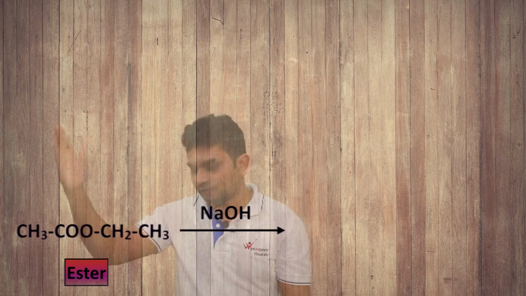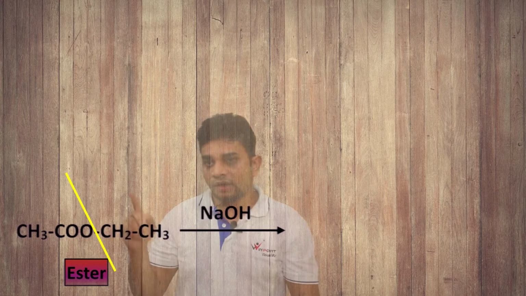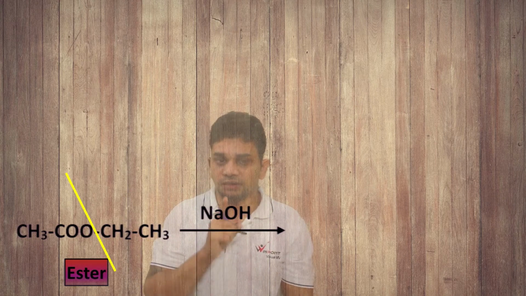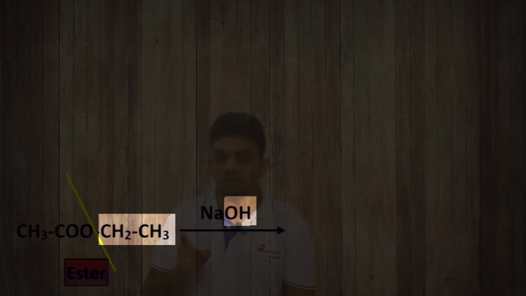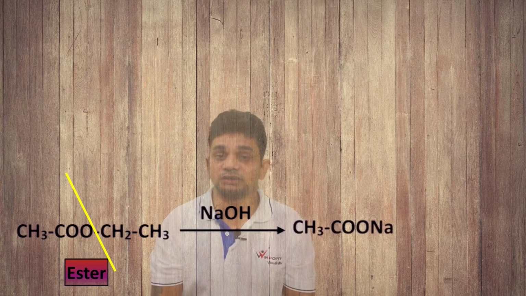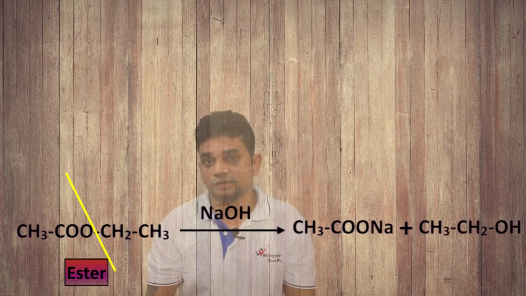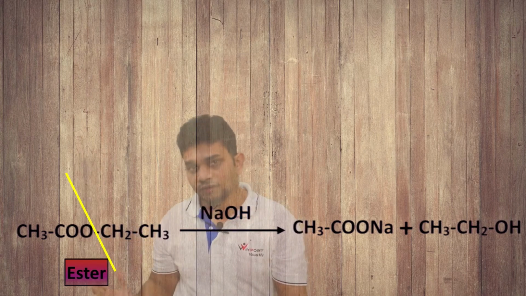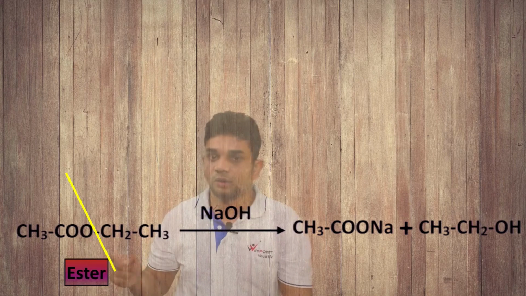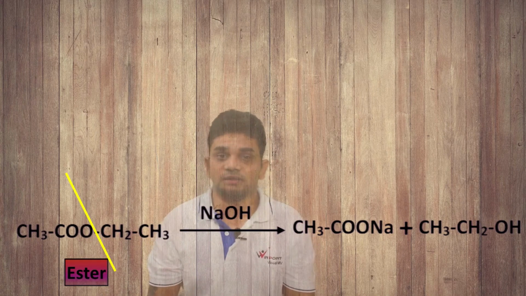Here the bond will break, and Na from the sodium hydroxide will combine with CH3COO, and OH will combine with CH3CH2. So what will be the product? CH3COONa plus CH3CH2OH. It's very easy, right? You need to know the technique. Just break it from here and add NaOH separately. This reaction is known as saponification reaction.